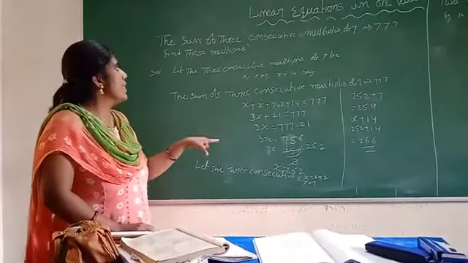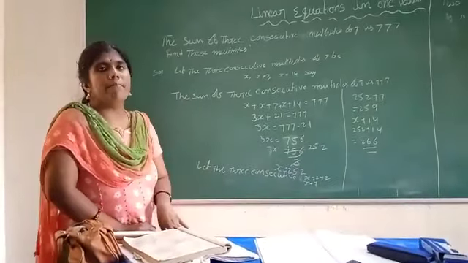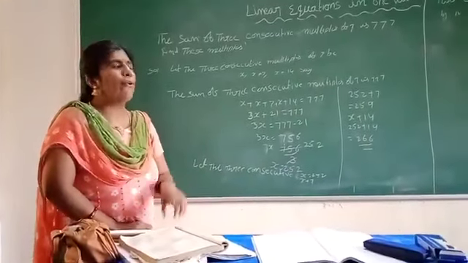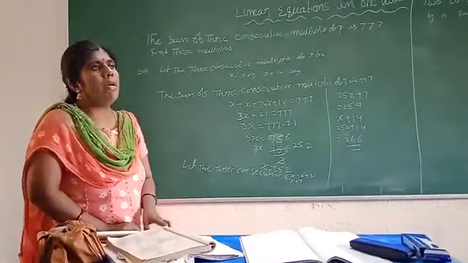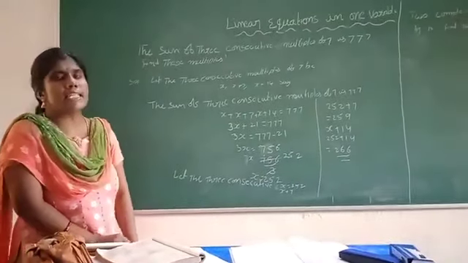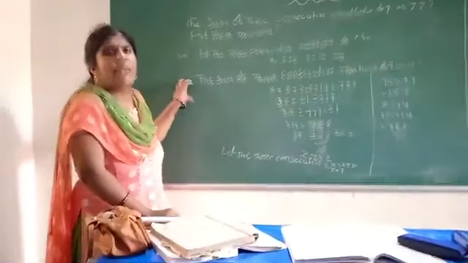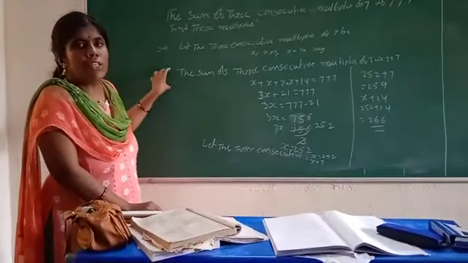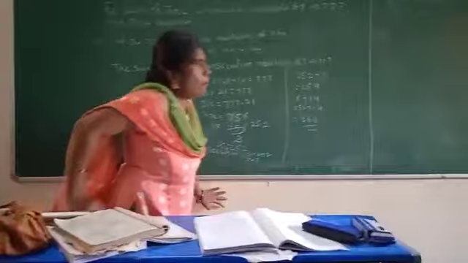So what is the x? The first number is x, equal to 252. Another number is 259. Third number is 266. Is it clear, children? Okay. Any doubts? No. Next problem.